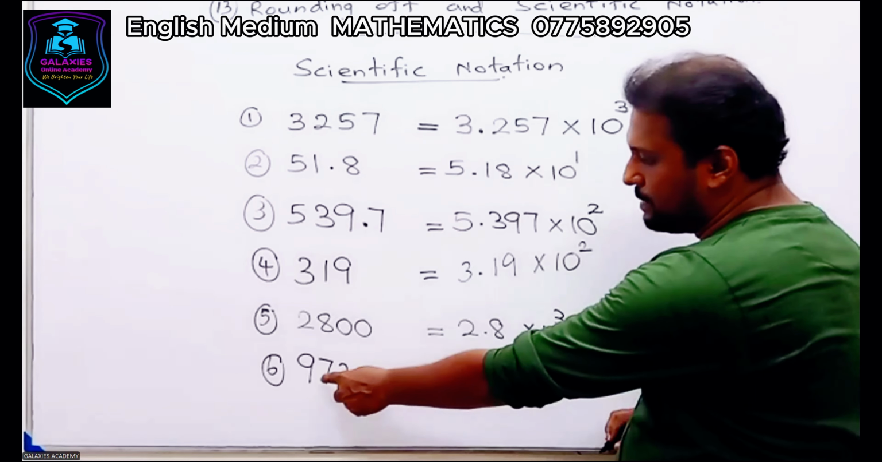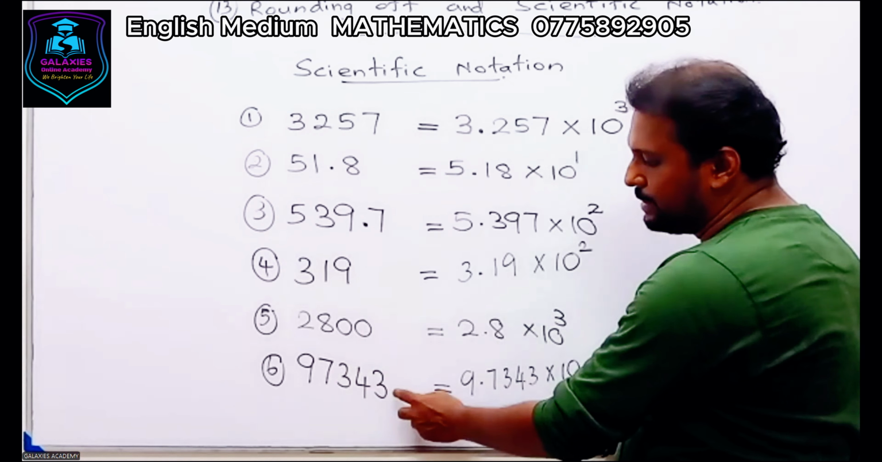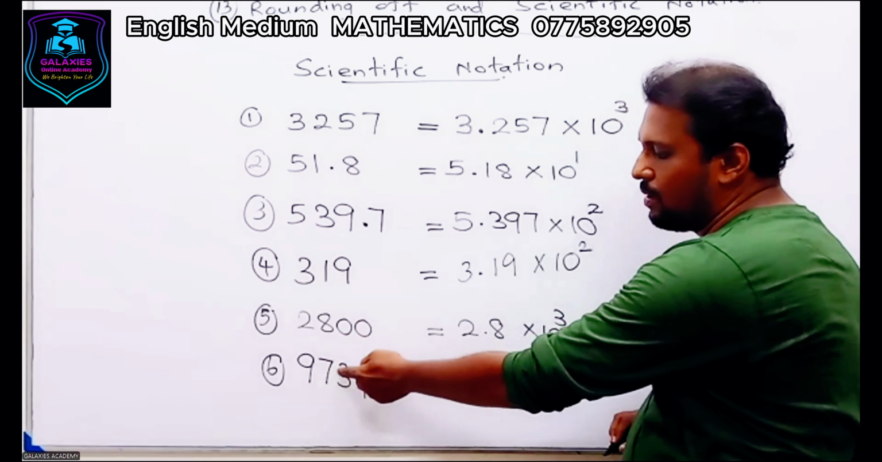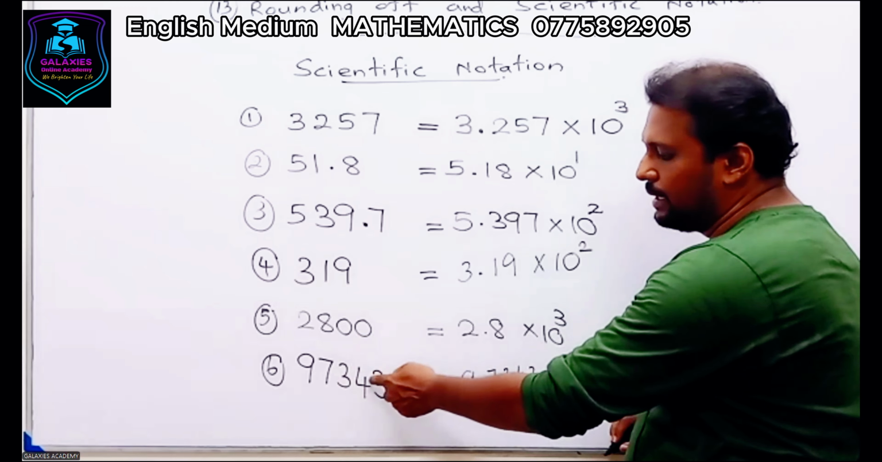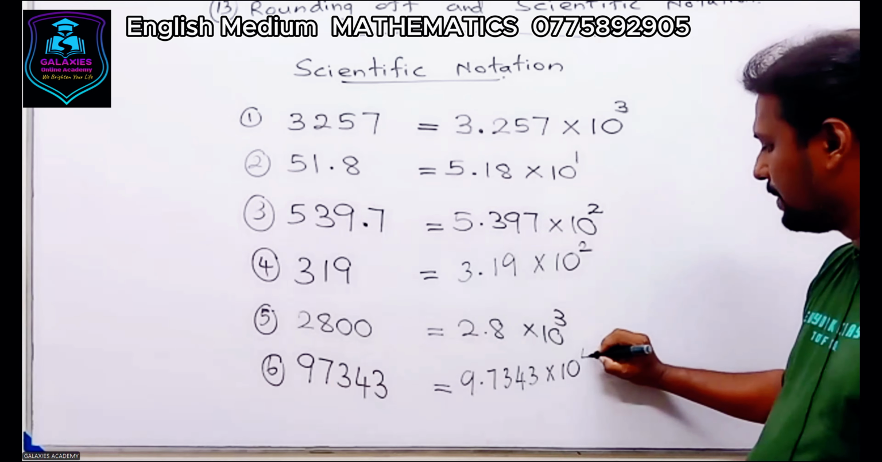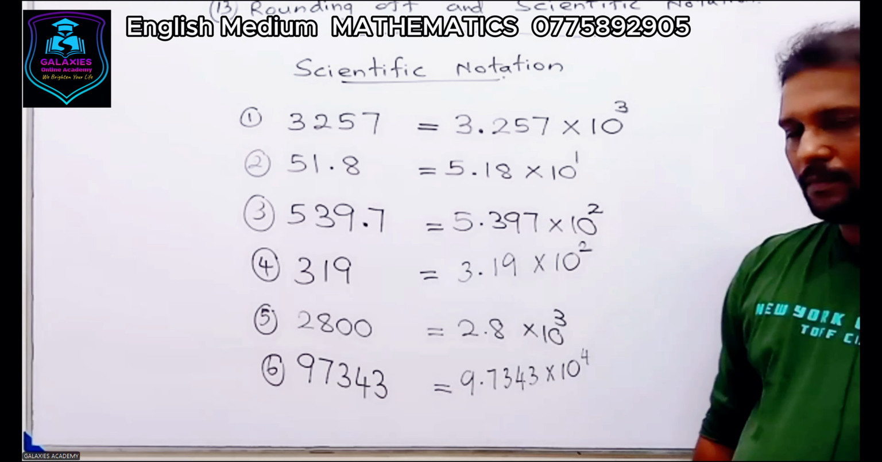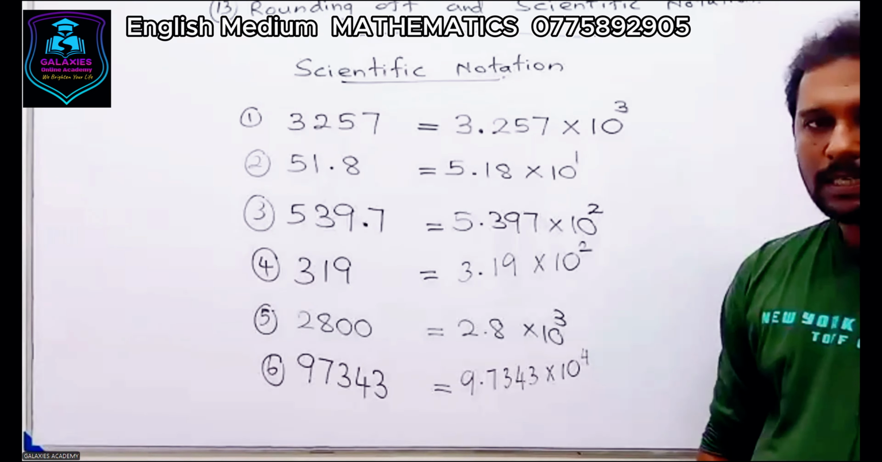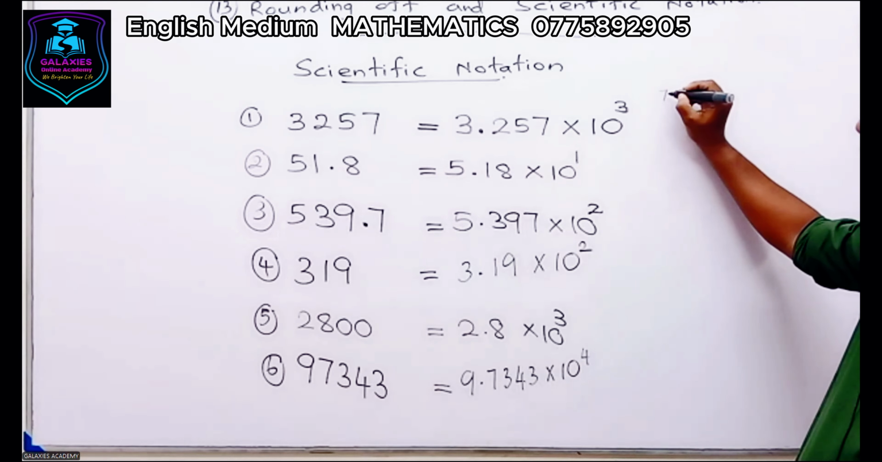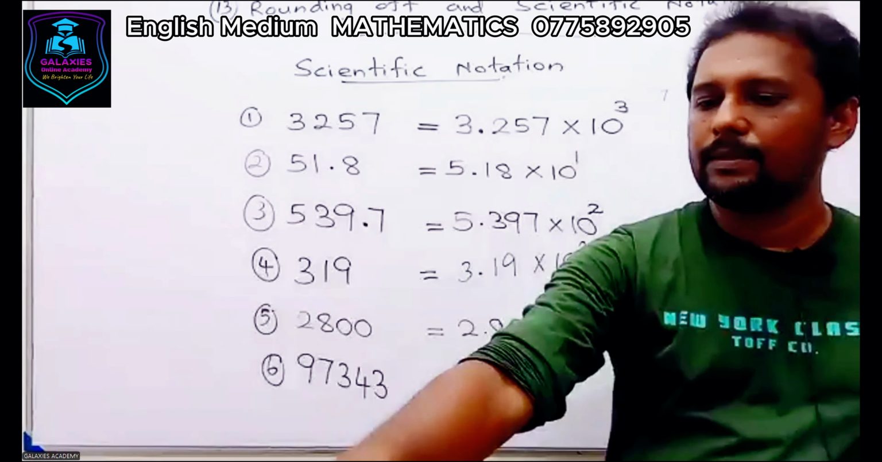I kept the decimal point here, no? Then the initial decimal point is in this position. So how many places do we have to move? 1, 2, 3, 4. Positive direction, 4 places. So 10 to the power 4. Right, okay? Then next one, number 7. Seventh example, write down.